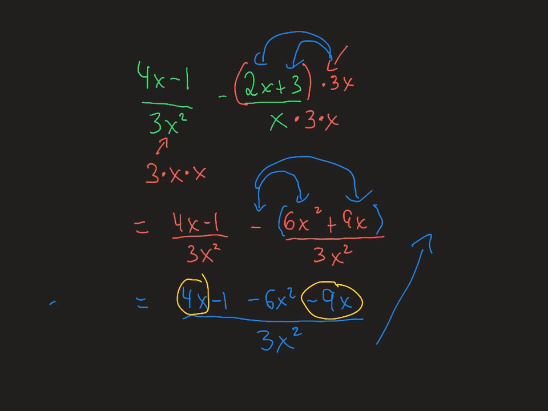So it's going to be, but you also want to put this in order, so you go from the biggest exponent, which is the x squared, so you go negative 6x squared minus 5x divided by 3x squared. And of course, don't forget the -1 on the top. So when we look at the top and the bottom, there are no more common factors here. So we are done.